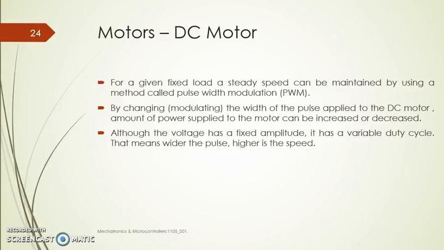If you would like to have a steady speed of a DC motor, then we control the DC motor with a technique called pulse width modulation. So we are changing the width of the pulse applied to the DC motor. The amount of power supplied will be increased or decreased thereby. So the amplitude will remain fixed. The duty cycle is varied, which means the higher the pulse width, the higher is the speed.